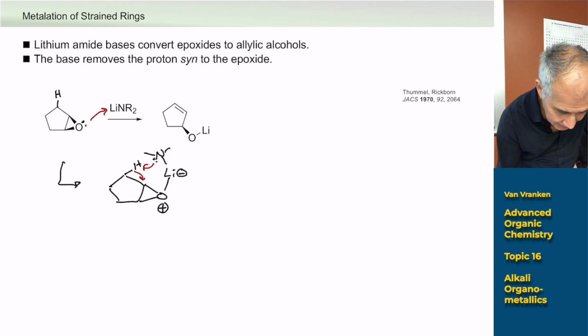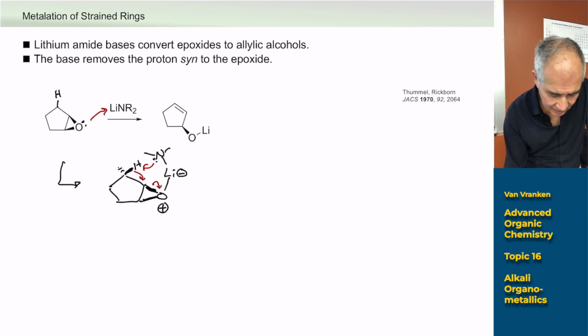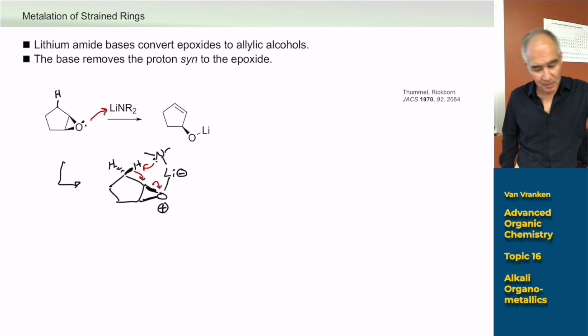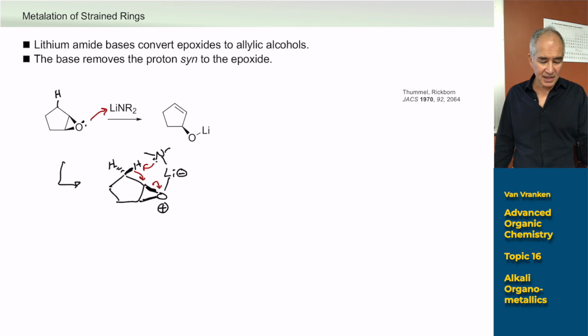And it turns out that this elimination occurs syn. Because if the epoxide is up, you're going to deprotonate the H on the same side. There's 2 protons on that carbon. You're going to deprotonate the proton that's up, like the epoxide. If the epoxide were down, you'd be deprotonating the H on the bottom side. This is a syn elimination.